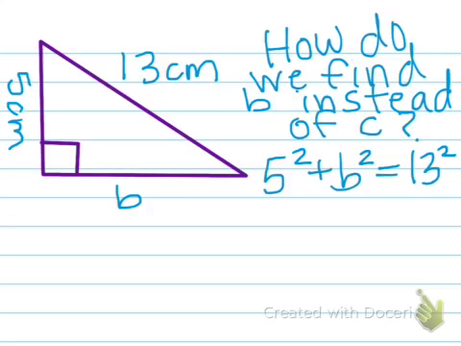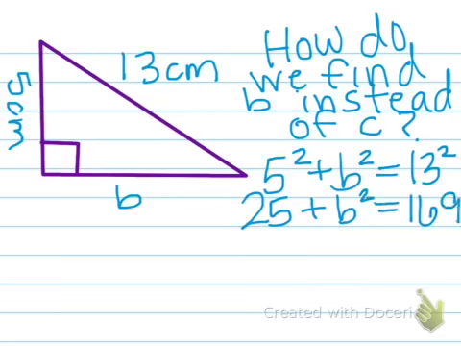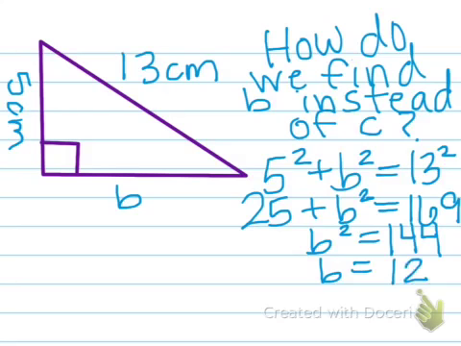Now it just comes down to algebra, which you have all done before, and I know that this will be a breeze. So we'll square these out, and we'll get 25 plus b squared equals 169. Now we need to subtract 25 from both sides. So we'll get b squared equals 144. And then to find b, we will take our square root. So b will equal 12.